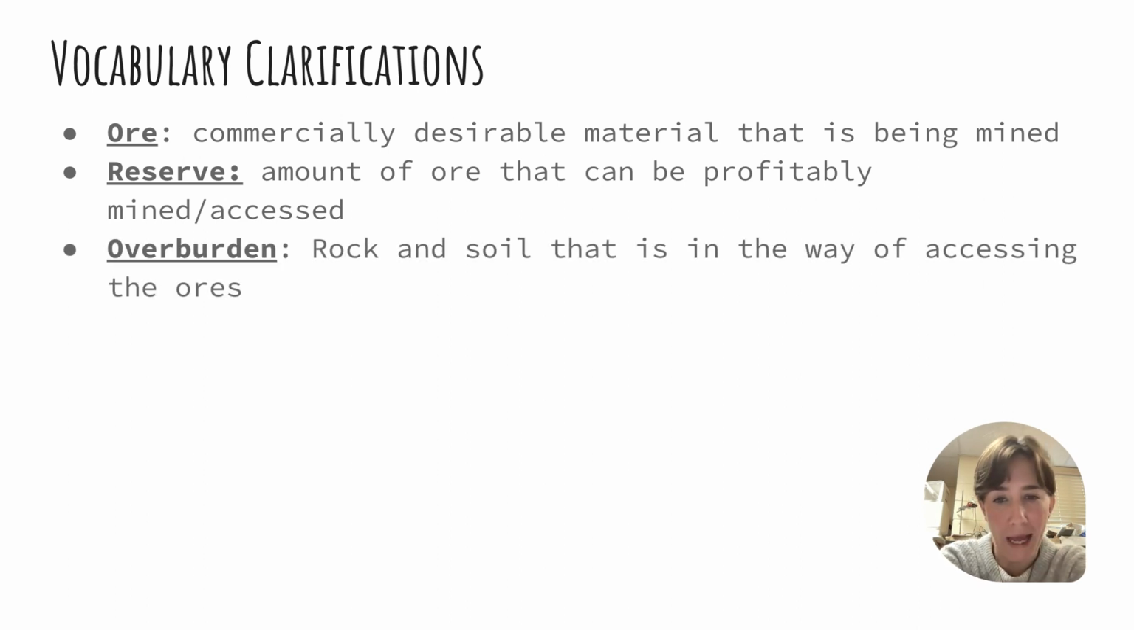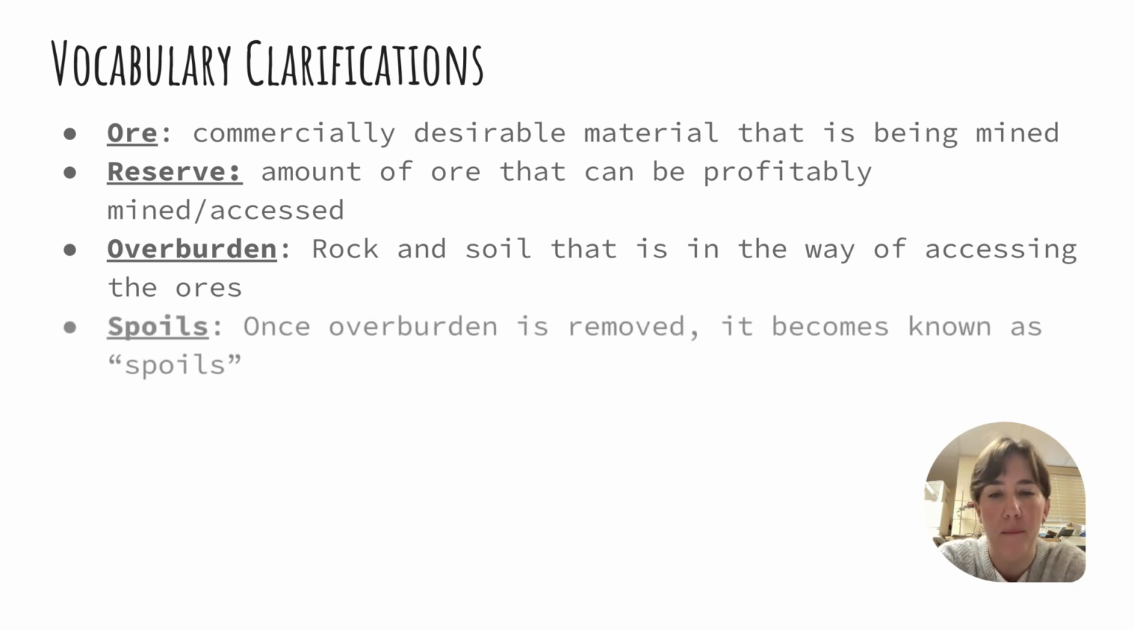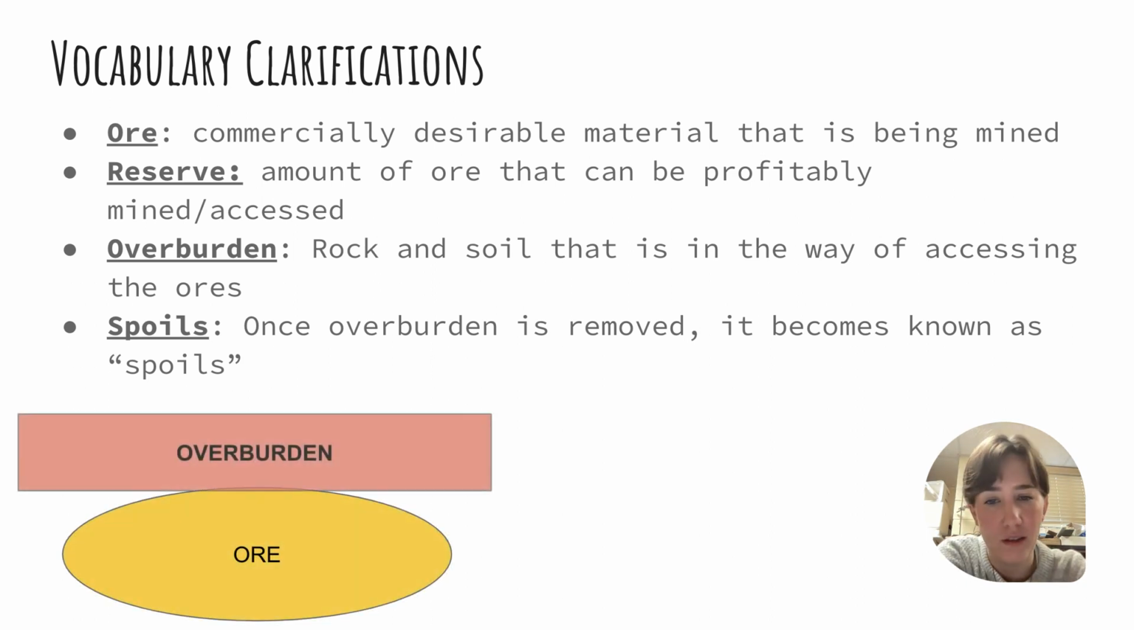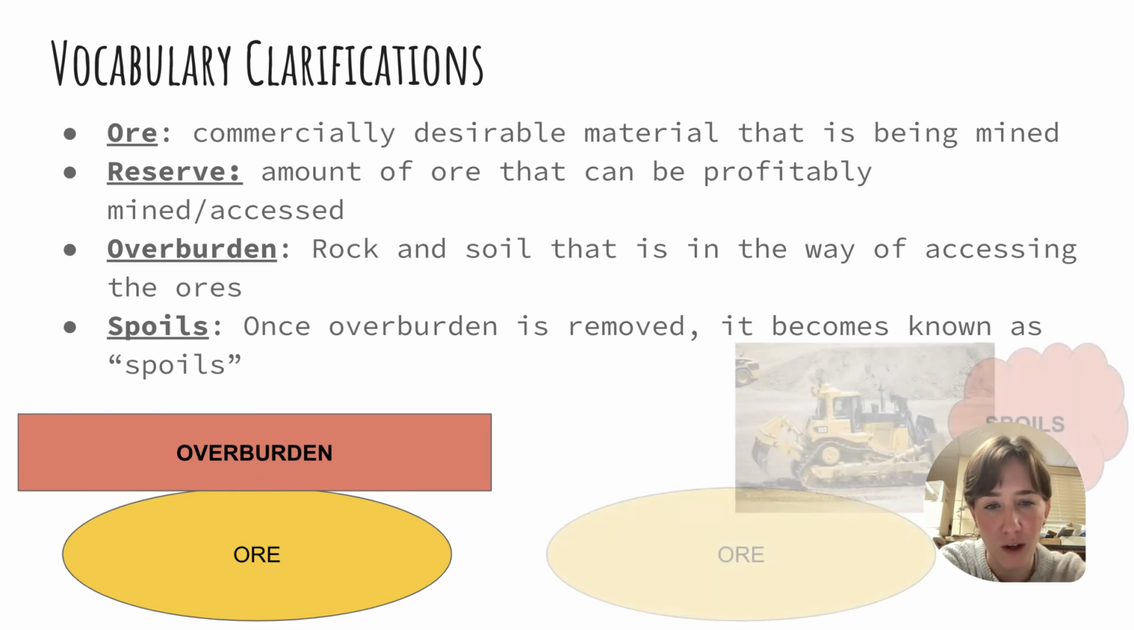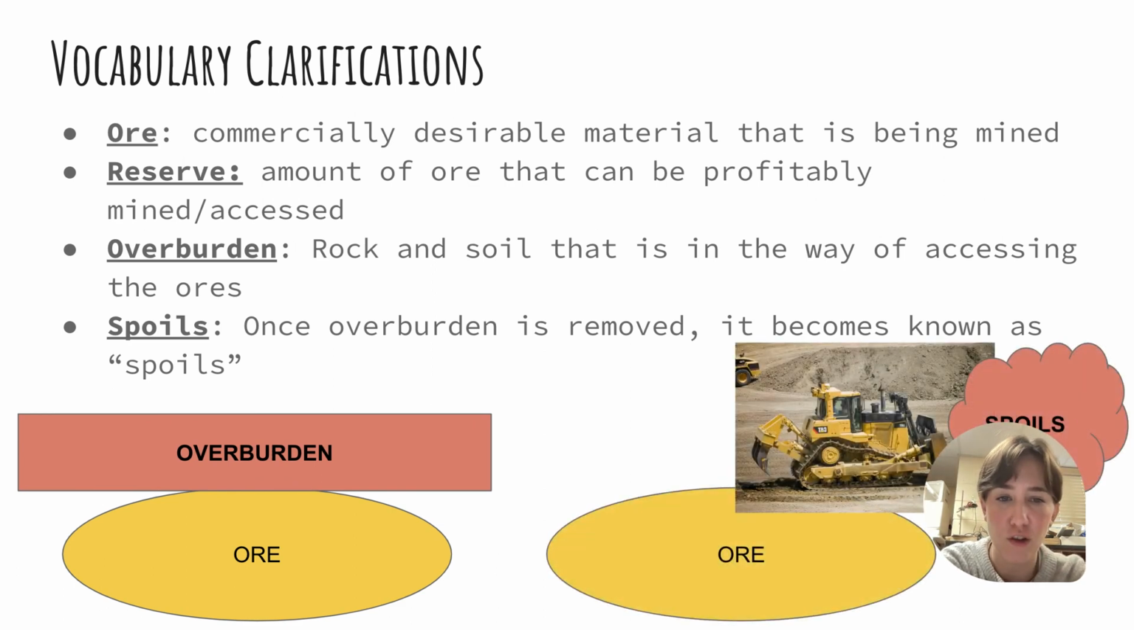The stuff that's in your way is called overburden. So anything that's on top of the ores, anything that's blocking the access of the mining operation to the ore is called overburden. But in mining, when you remove that overburden, it becomes something else. So when it's on top of the ore, it's overburden. But once it's removed from whatever mining technique you're using, it is called spoils. So overburden, it's on top of it in its original conformation. You remove it with whatever technique you're using, it is now spoils, that material.